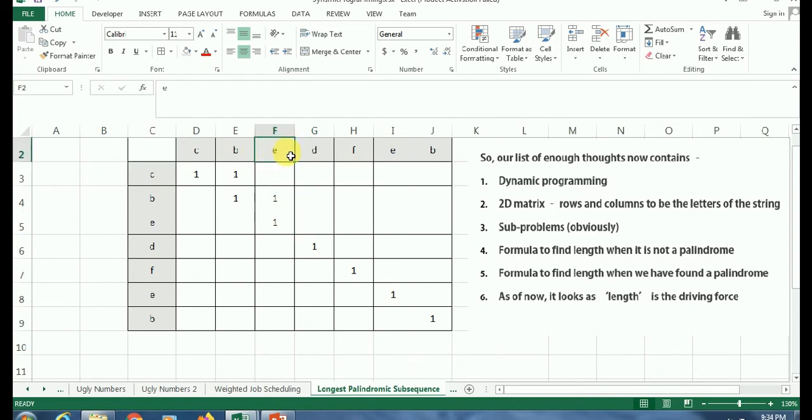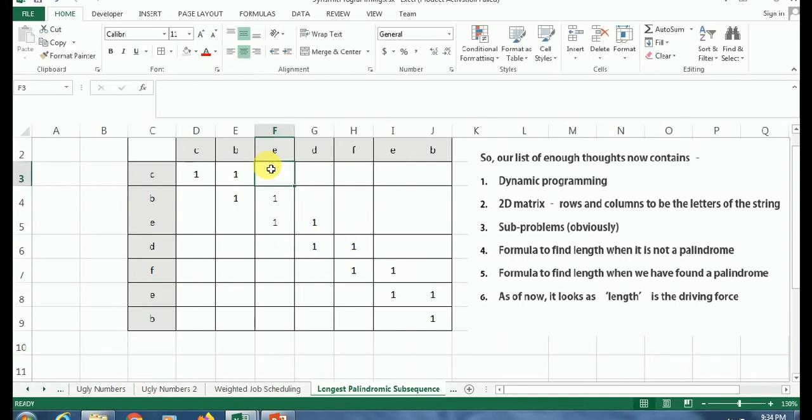Similarly, over here, the subproblem is going to be ED. So max of LPS of E, which is 1, and LPS of D, which is 1 as well. So max of 1 and 1 is going to come as 1. Cool. Now the subproblem becomes DF. So max of LPS of D and LPS of F, that is going to give us 1 again. Similarly, we are going to get 1 over here and 1 over here.